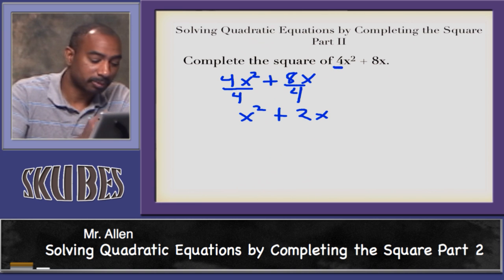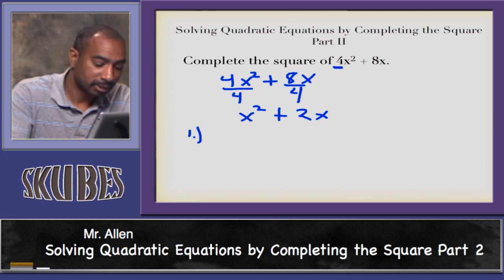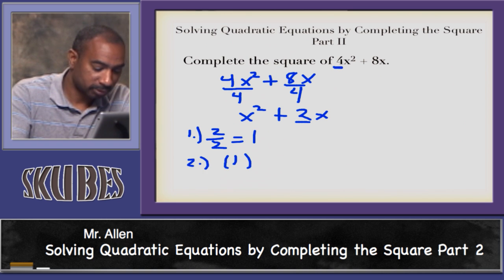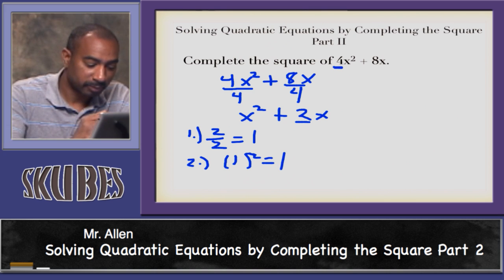And then you go through the same procedure. I take the linear coefficient and divide it by 2. And then two, I square the result. So 1 squared is just 1. So what I'm going to do is add 1, and that completes the square.